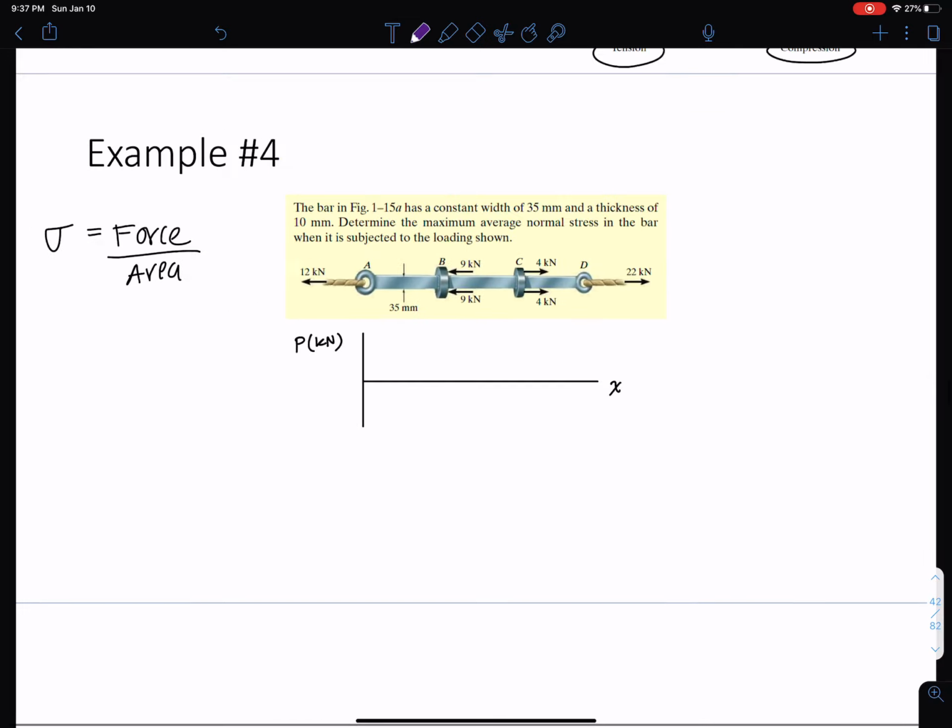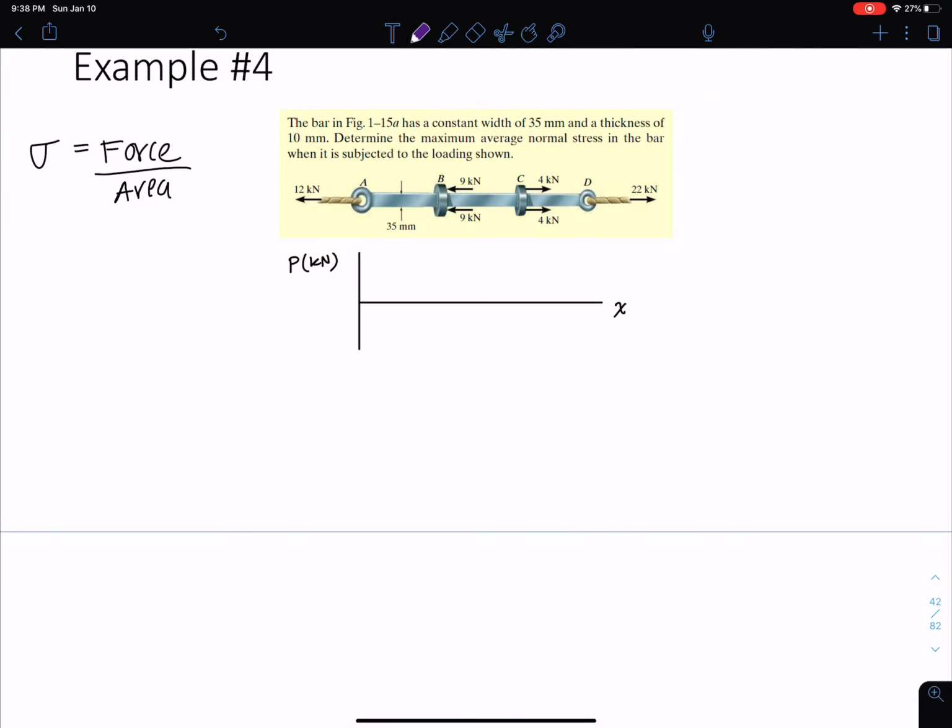Actually, before I plot these, let me show you the internal forces. So I'm going to make cuts to show you what I'm doing here. If this is point A, and I have 12 kilonewtons at point A, and I make a cut anywhere from A to B before those two 9 kilonewton loads to the left occur, I expose an internal force P_AB equals 12 kilonewtons.